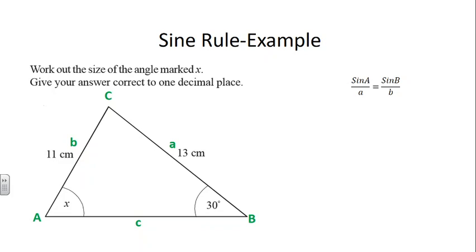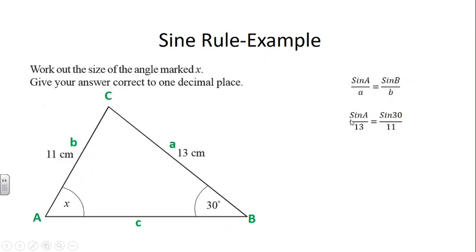Replace the formula parts with the parts we know. We know sine B is represented by 30 and it's over B, which is actually 11. And sine A is the one we're trying to work out, X, and it's over 13. We've then got to rearrange the formula. We're trying to work out sine A.